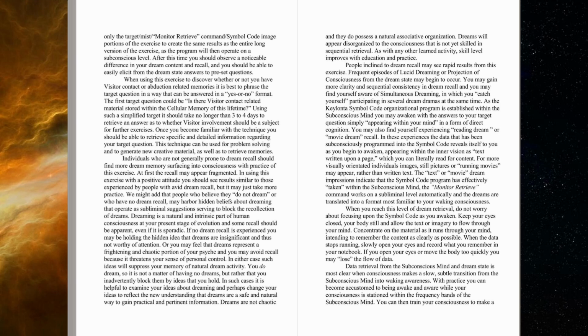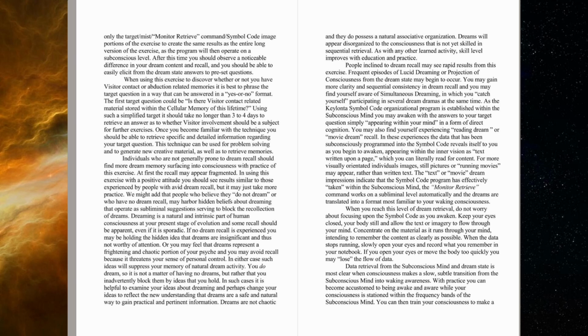The text or movie dream impressions indicate that the symbol code program has effectively taken within the subconscious mind. The monitor retrieve command works on a subliminal level automatically, and the dreams are translated into a format most familiar to your waking consciousness. When you reach this level of dream retrieval, do not worry about focusing upon the symbol code as you awaken. Keep your eyes closed, your body still, and allow the text or imagery to flow through your mind. Concentrate on the material as it runs through your mind, intending to remember the content as clearly as possible. When the data stops running, slowly open your eyes and record what you remember in your notebook. If you open your eyes or move the body too quickly, you may lose the flow of data.